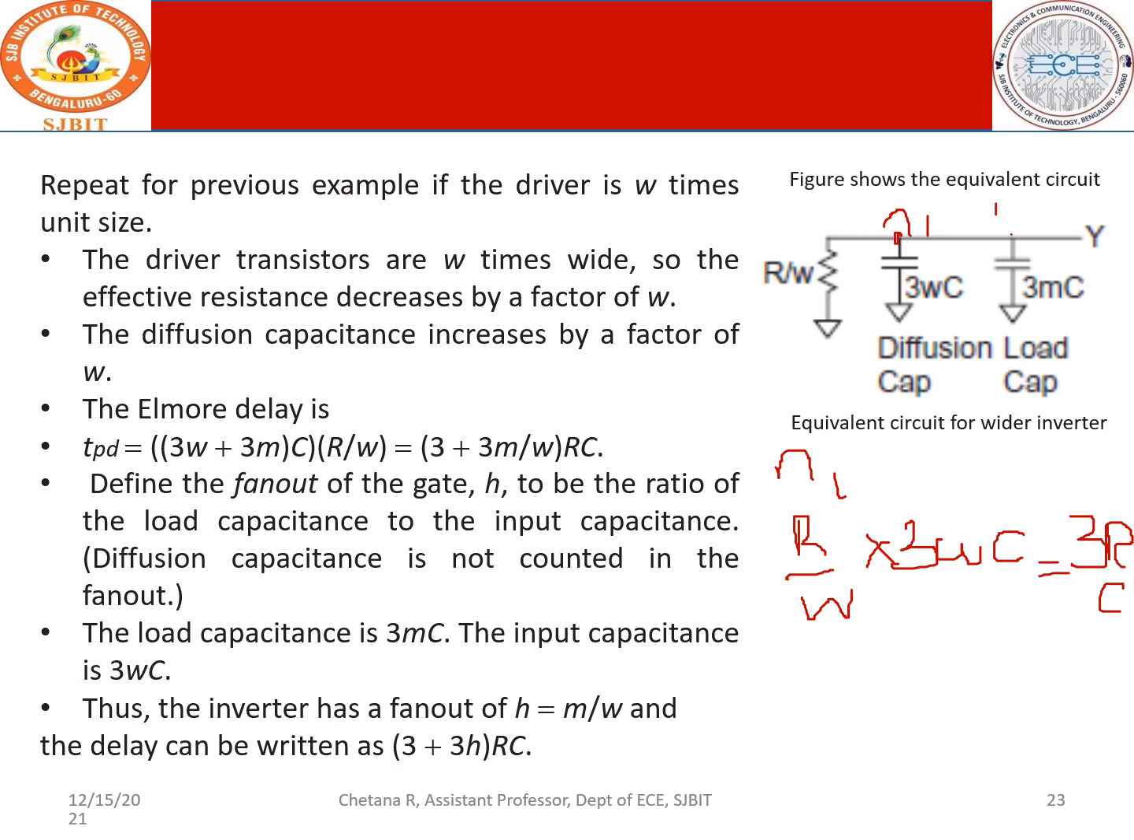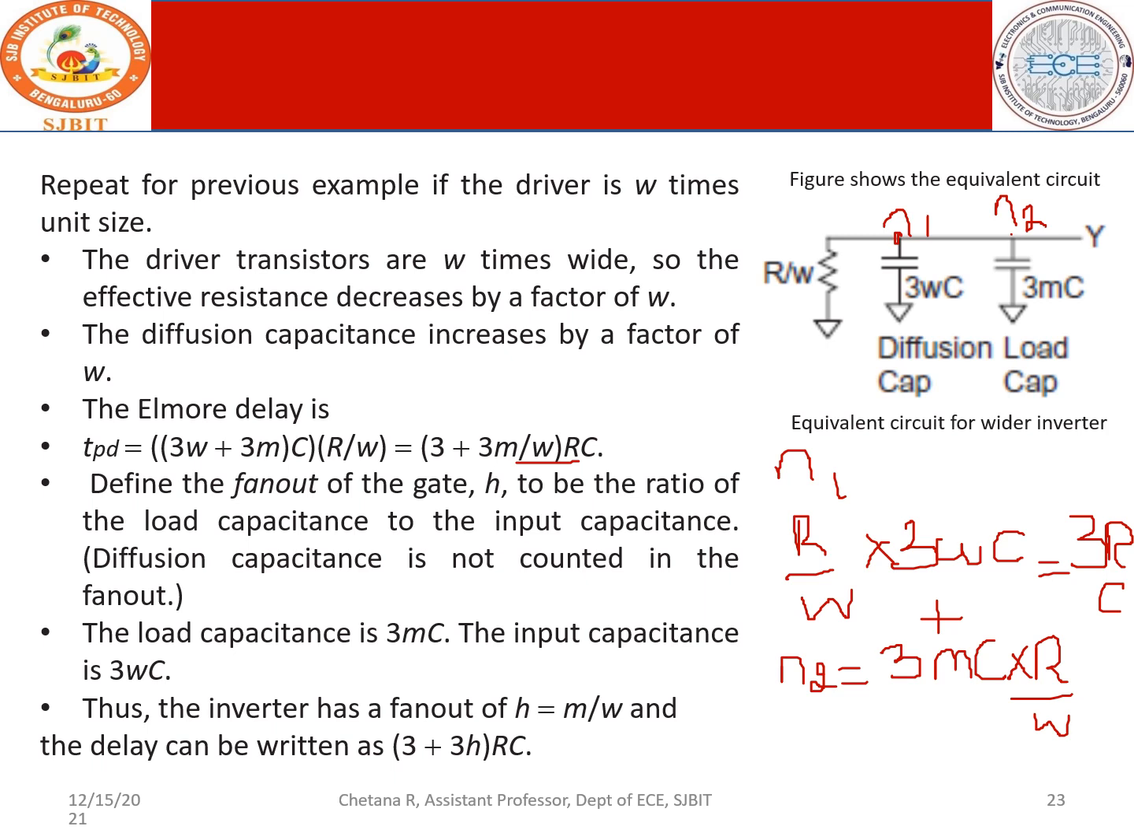Next, at node 2, this would be equal to R/W times 3MC. So the sum of this will give you the 3 plus 3M RC component. If it is taken out, it is 3 plus 3M by W. So this is the expression. If you sum up this plus this, you will get this.